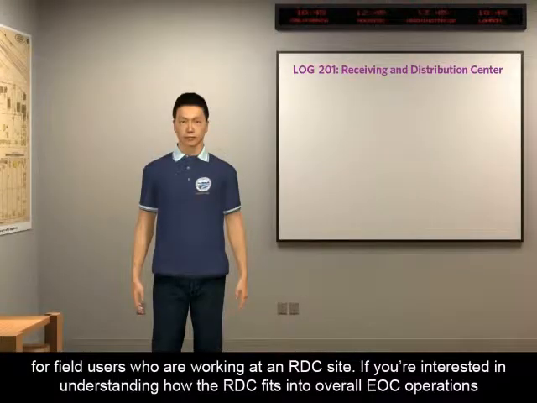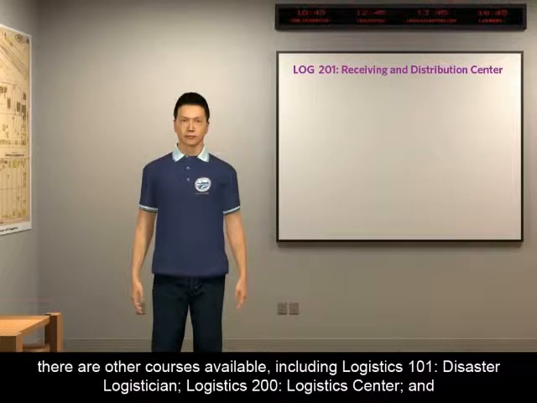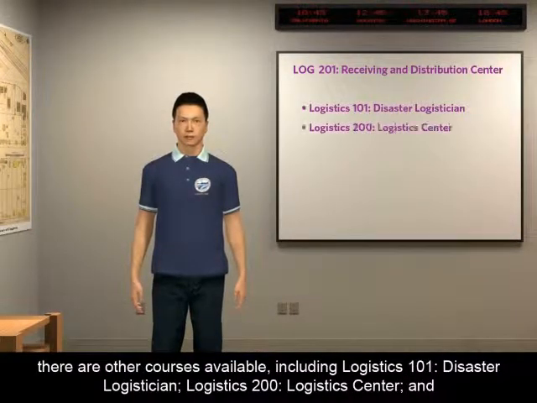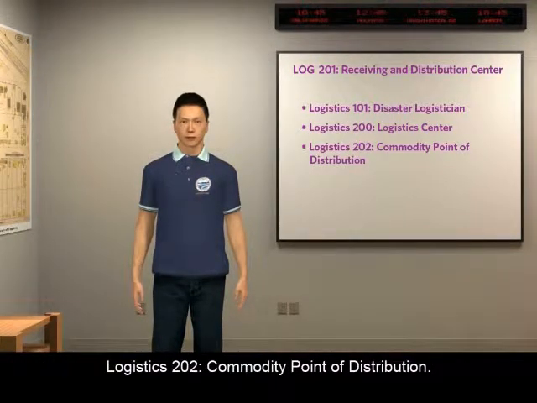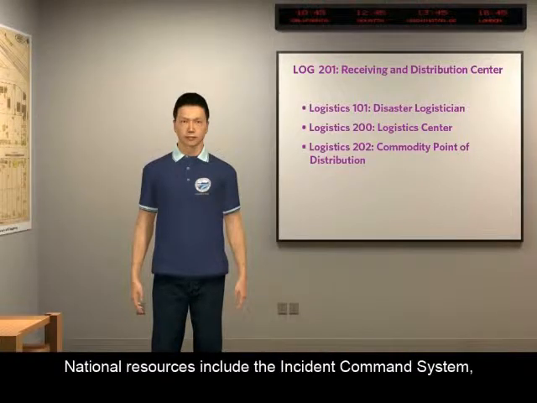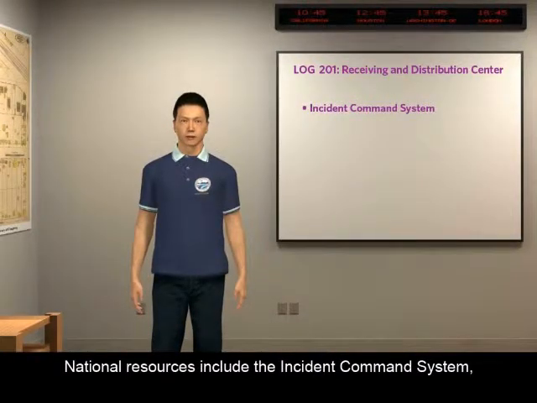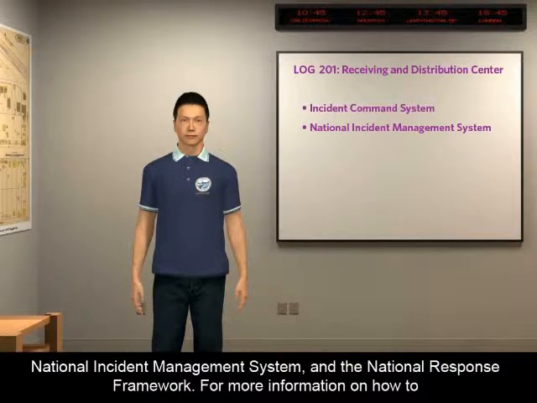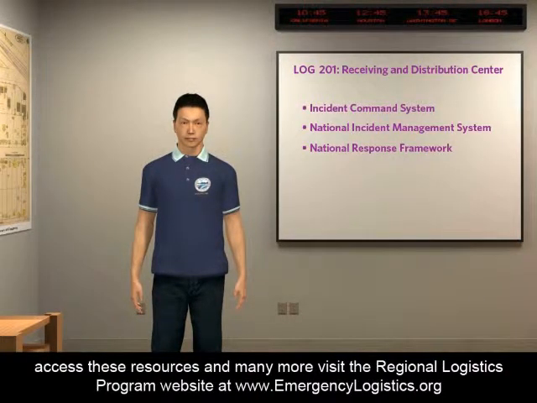If you're interested in understanding how the RDC fits into overall EOC operations, there are other courses available, including Logistics 101, Disaster Logistician, Logistics 200, Logistics Center, and Logistics 202, Commodity Point of Distribution. National resources include the Incident Command System, National Incident Management System, and the National Response Framework. For more information on how to access these resources and many more, visit the Regional Logistics Program website at www.emergencylogistics.org.